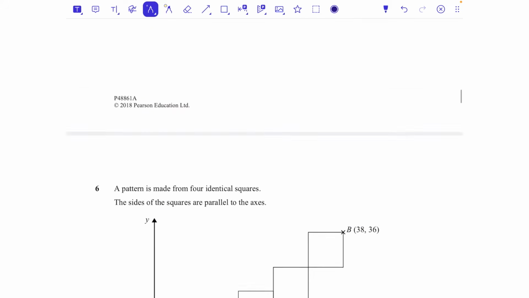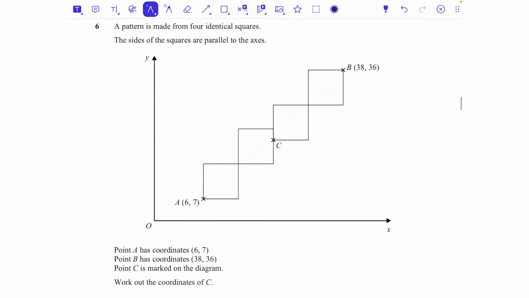There we go. Question number 6. A pattern is made from 4 identical squares. Now, the fact that they're squares is really important for this question. The sides of the squares are parallel to the axes. Point A has coordinates 6, 7. Point B has coordinates 38, 36. And point C is marked on the diagram. What are the coordinates of point C?